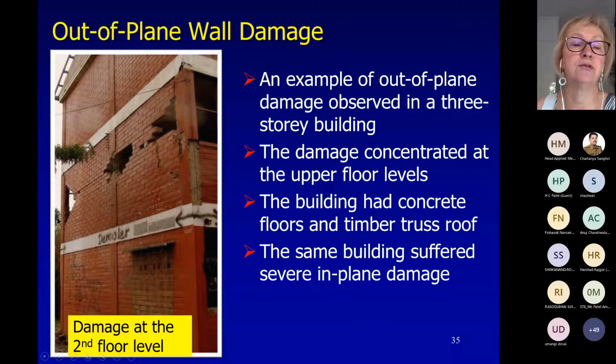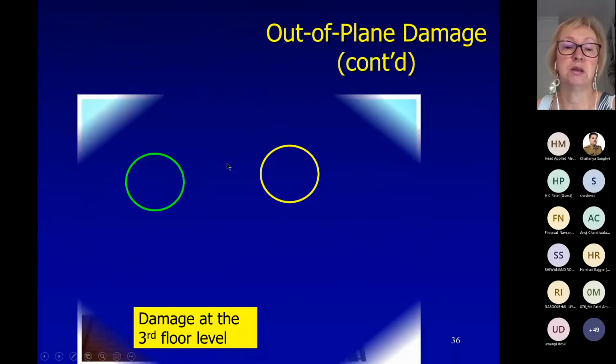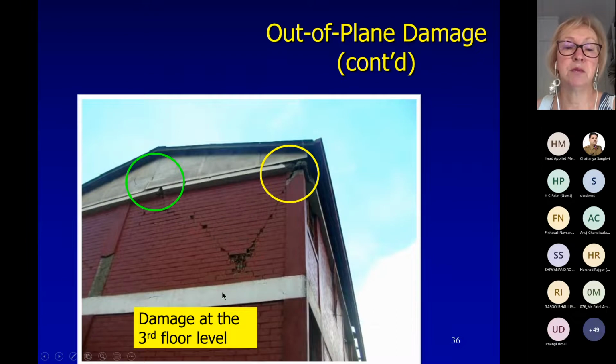This is the most damage I have seen in the out of plane direction in any building in Chile. So the damage is at second floor level. The building had a timber roof at the top, and this is now a little bit about out-of-plane damage. The same building at the top level, they had a tie beam, but it was not robust enough. So at the top floor level, again, there was damage out of plane.